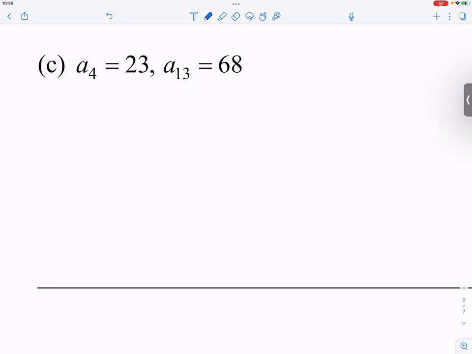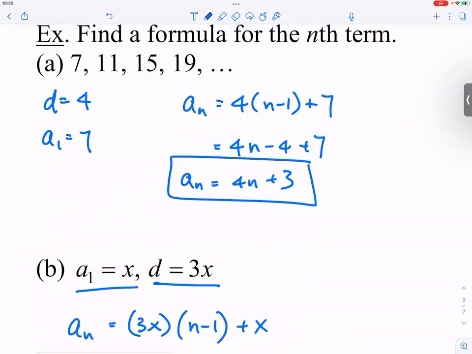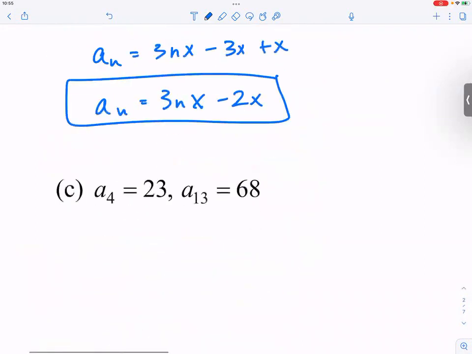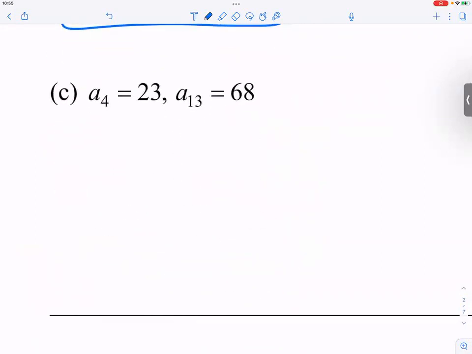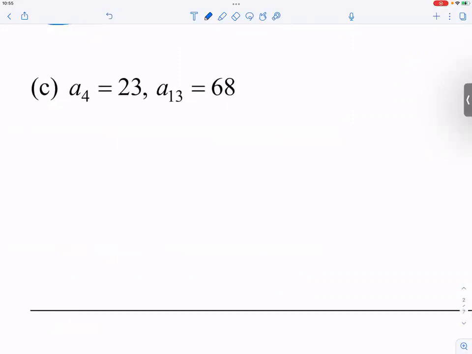What makes it challenging is that for the earlier question, you're given the A1 and D, or you can easily spot out the A1 and D. But now, right here, we're like, wait, hold on. What's going on here? There's no A1 and there's no D given. They're just two numbers. Now, there are a few ways you can handle this situation.